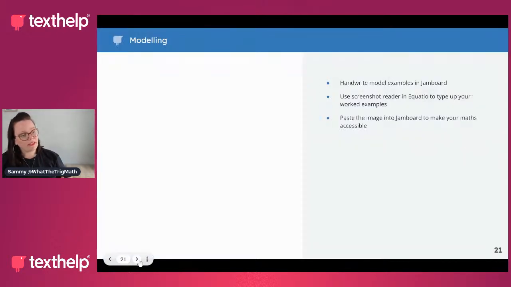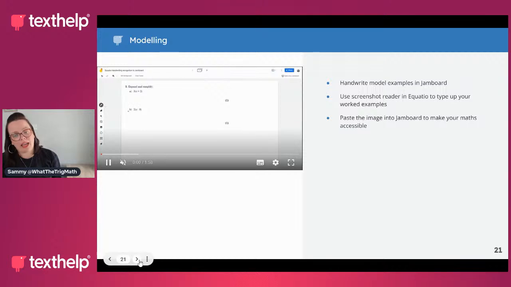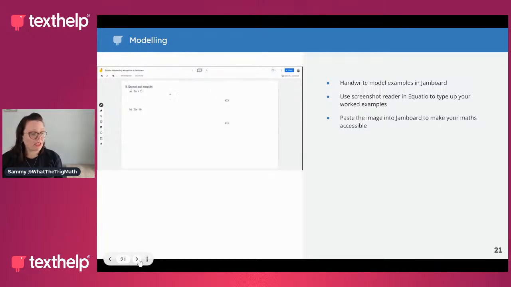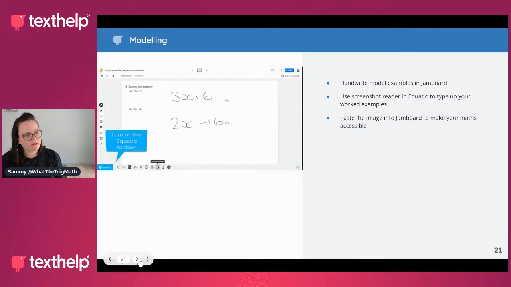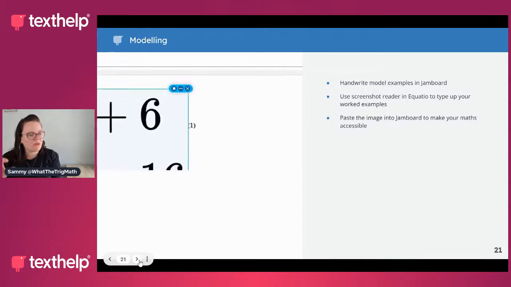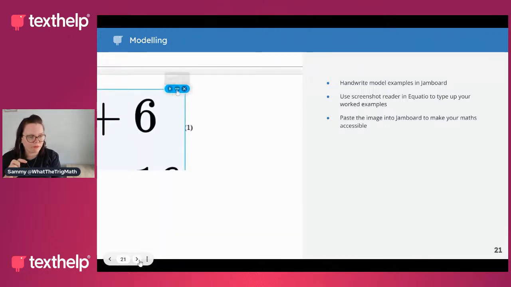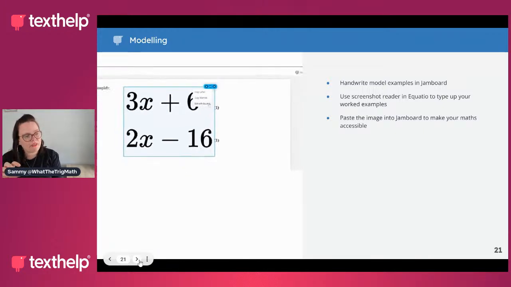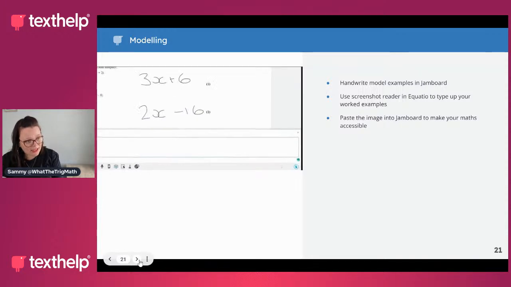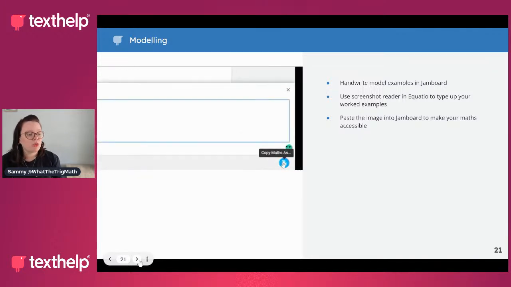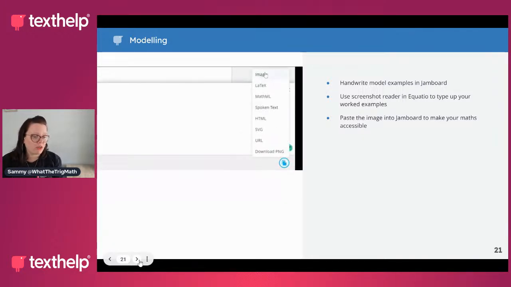So the super brilliant thing about Equatio is that you can handwrite your worked examples and Equatio will type them up. So in this example, we're using Jamboard, turning on the Chrome extension so it sits at the bottom. You can use the screenshot reader. So what we looked at the beginning in terms of grabbing the maths from the handwritten maths on the YouTube page, we can access that maths and bring it into that equation editor typed up. Once we've got that, we can insert that into the document.